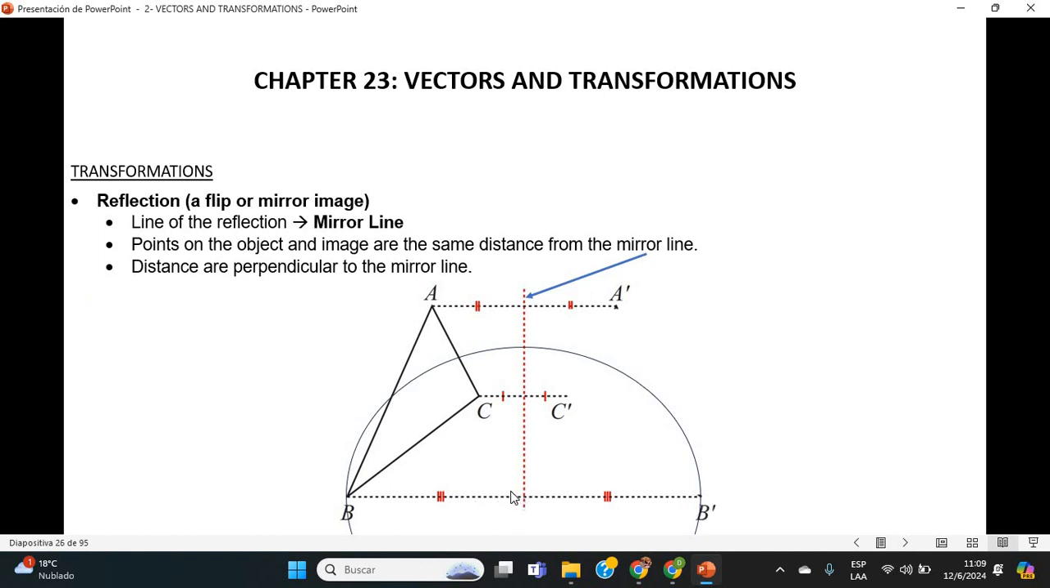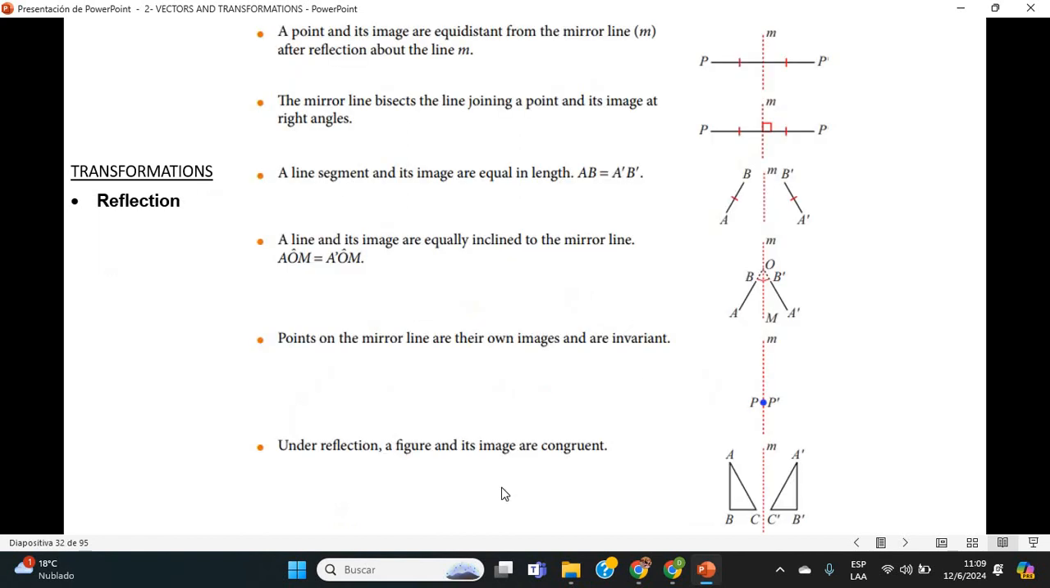And once you have all the images of the points, what you have to do is simply connect the lines, okay? And now you have the original object and you have the image, okay? And this is how you do a transformation of reflection.